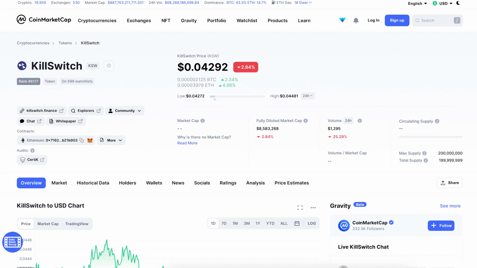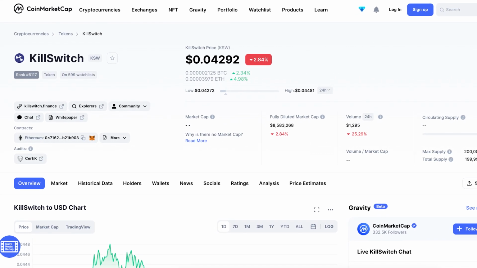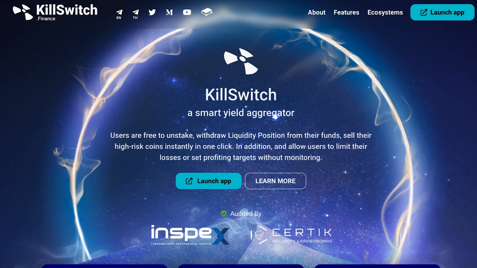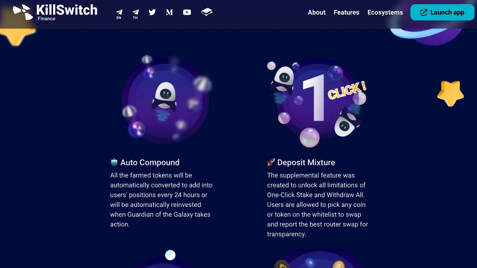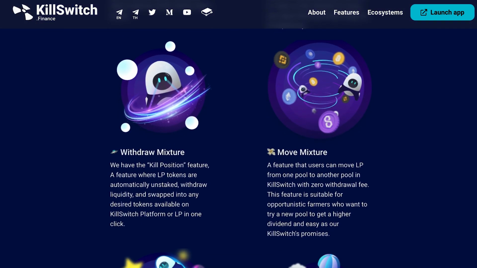And the next one is KillSwitch. A DeFi yield aggregator, KillSwitch allows users to maximize the yields they earn on their KCC chain-based assets through the use of a variety of specialized tools. Some of its additional features include an automated take profit and stop loss tool, kill position option, and boost tool, all of which are designed to increase yields and minimize losses.